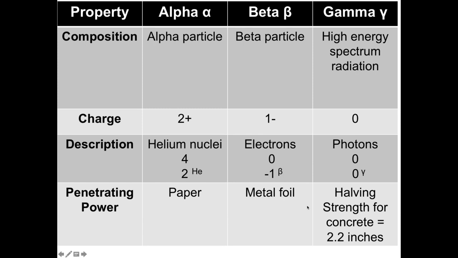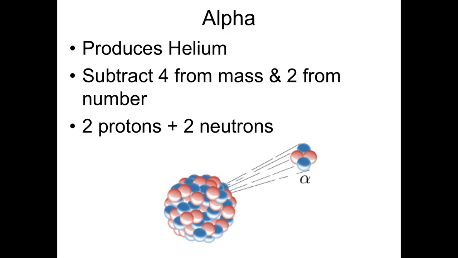Beta is going to be stronger. It can roughly go through metal foil, and it basically is a negatively charged electron. Gamma is super high, and that's the one we usually worry about because gamma radiation can cause cancer. You can see it can go through concrete, and it's small enough and powerful enough that it can disrupt DNA and create problems. So the first one I want to talk about is alpha.